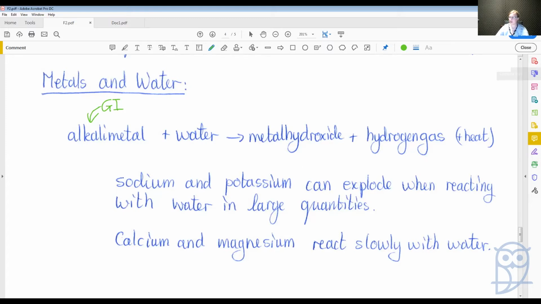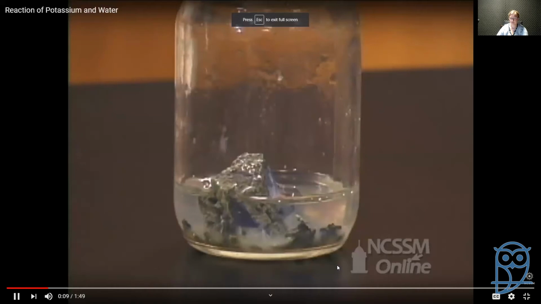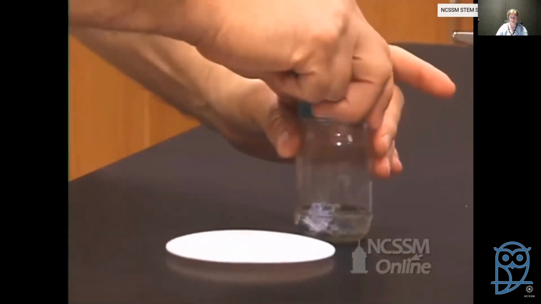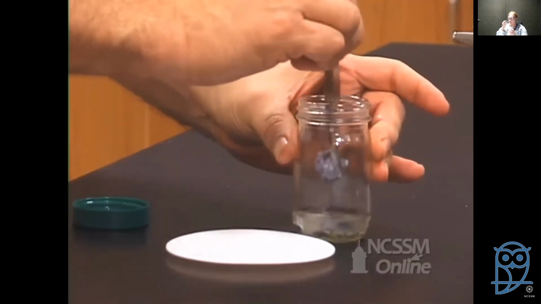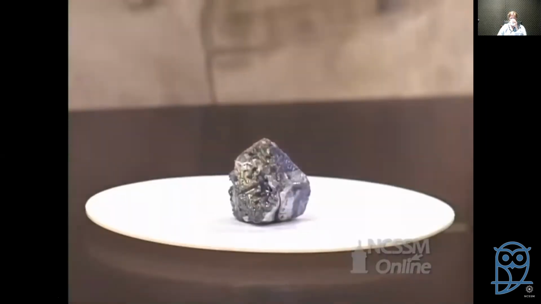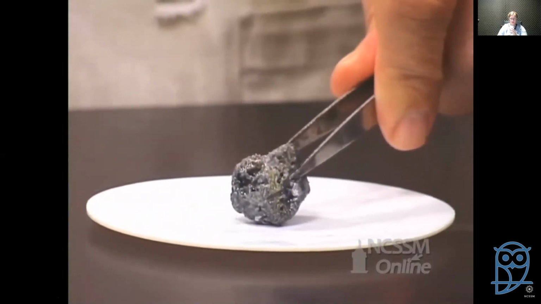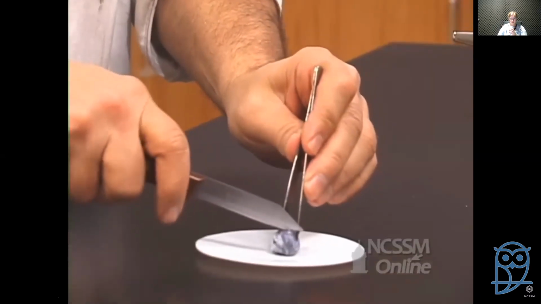So let me show you guys that quickly. If we continue down the column for potassium, we see that the potassium metal is also stored under mineral oil to minimize its reaction with the oxygen in the air. If we remove a piece of potassium metal, we can see that the potassium is coated over with a gray coating of the oxide. As we continue down the column, group 1 metals get softer and softer.